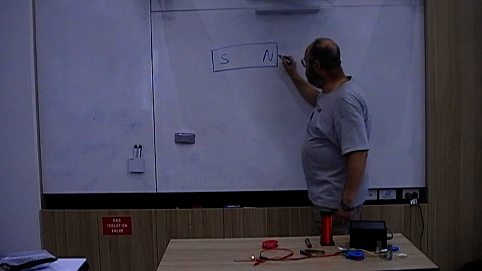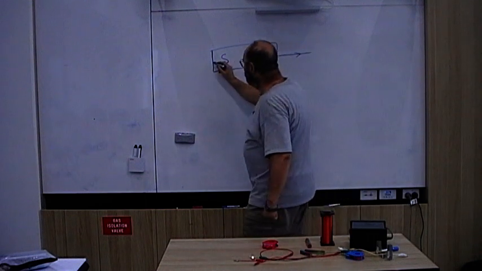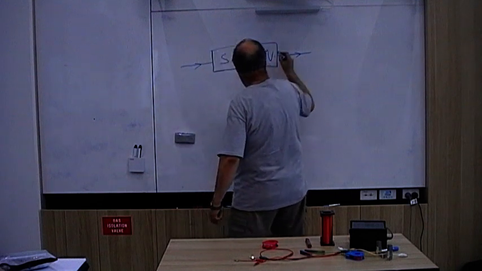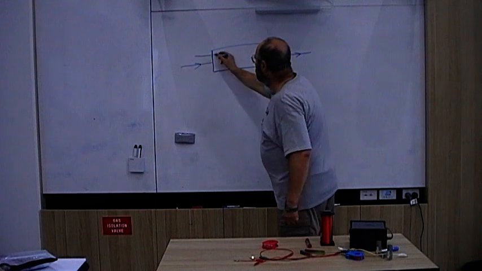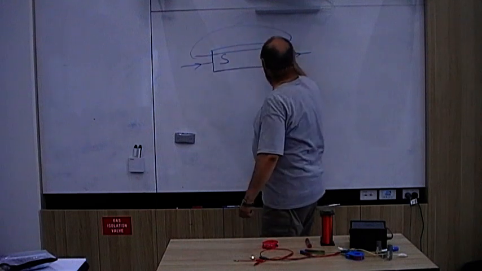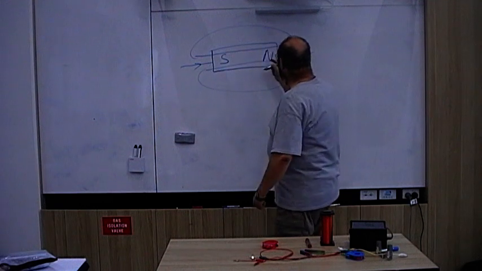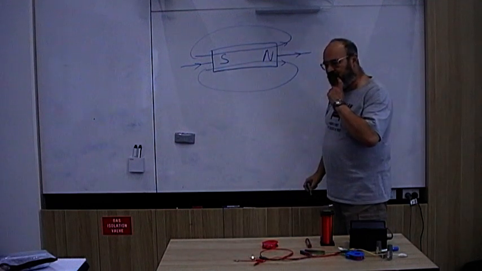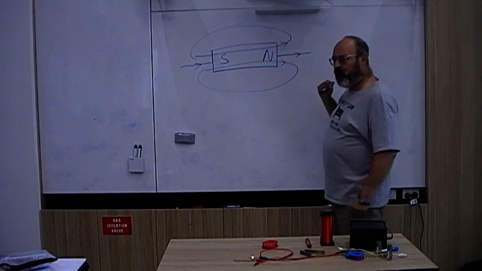Away from North. So this is the direction of the magnetic field here. Yeah, outside it will go around, of course. But here it's going away from North. So this is the end of the magnet, and the magnetic field will go in that way.